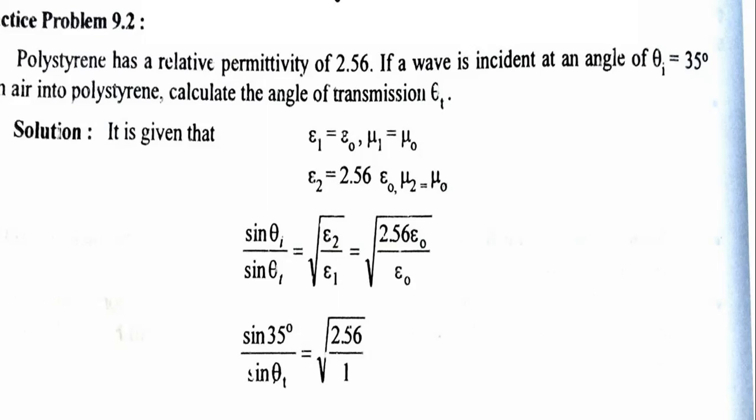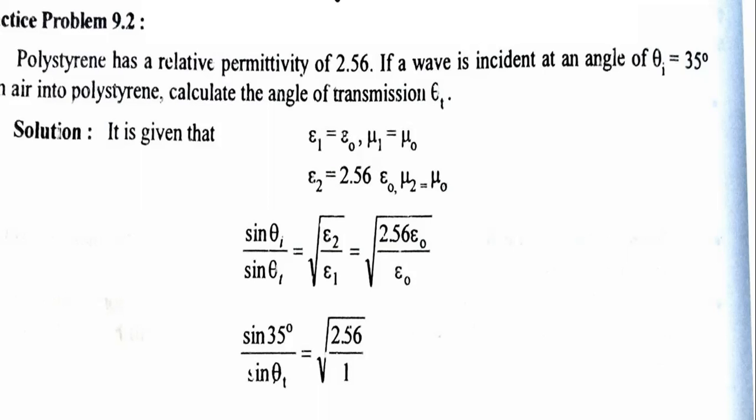calculate the angle of transmission, denoted by theta t. Angle of incidence is denoted by theta I, whereas angle of transmission is denoted by theta t. In this way, you just note down whatever parameters are given and what you need to calculate.